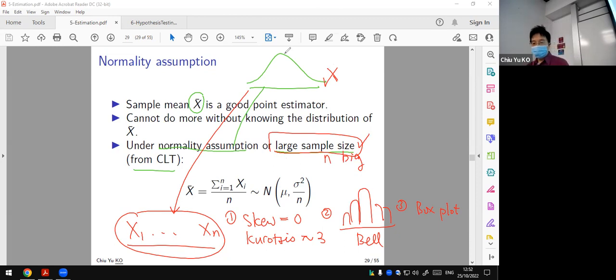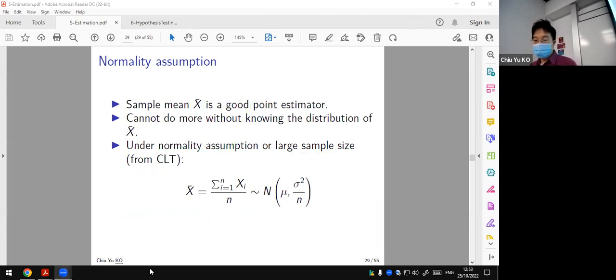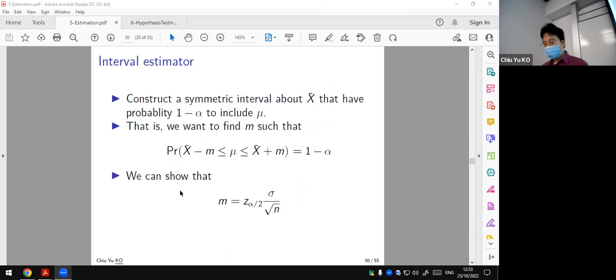So remind yourself that when you do an interval estimate, you need normality. Normality either comes from your assumption directly, which you need to check, or you take a big sample size. With a big sample size you don't need to check. Is that okay? Now if you are okay with this, then we talk about how to achieve the interval estimator.